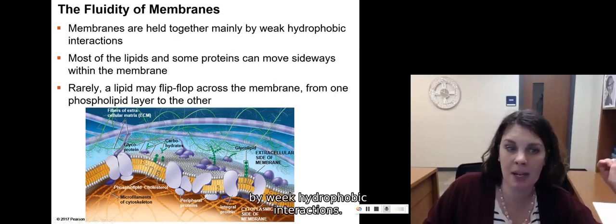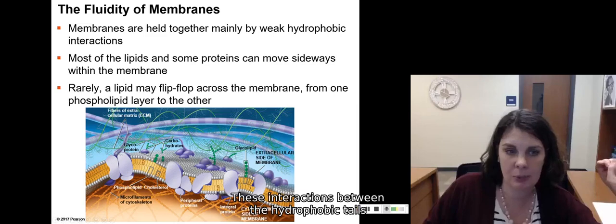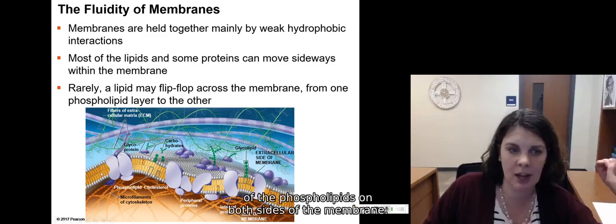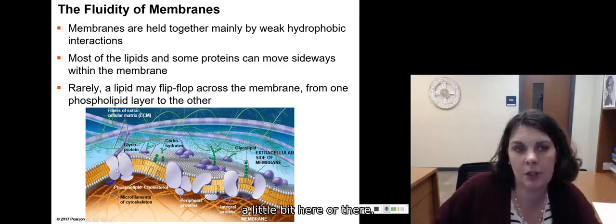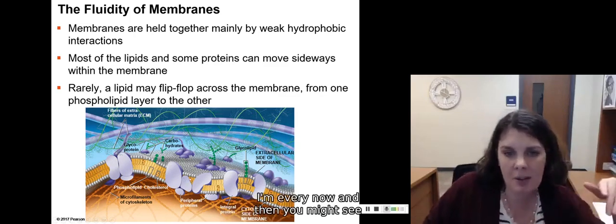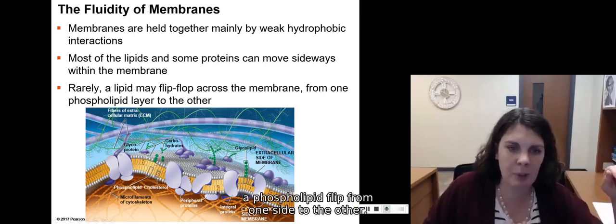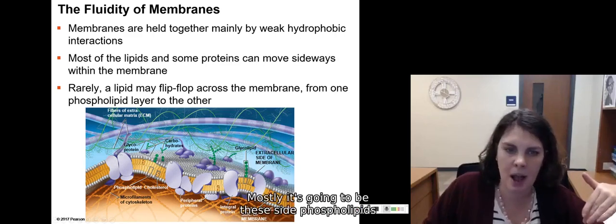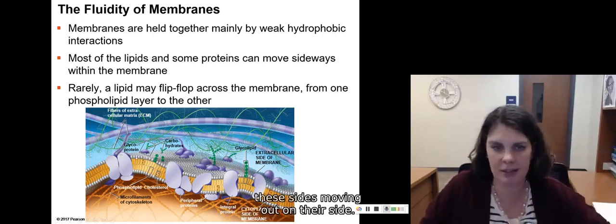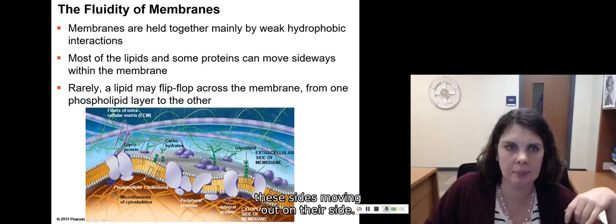Membranes are held together mainly by weak hydrophobic interactions. So these interactions are between the hydrophobic tails of the phospholipids on both sides of the membranes. Lipids and proteins can move sideways around, so they can shift a little bit here or there. Every now and then you might see a phospholipid flip from one side to the other, but that is very rare. That doesn't often happen. Mostly it's going to be this side of phospholipids moving around, and then these sides moving around on their side.